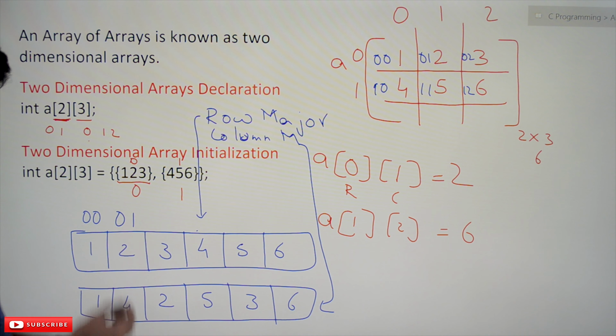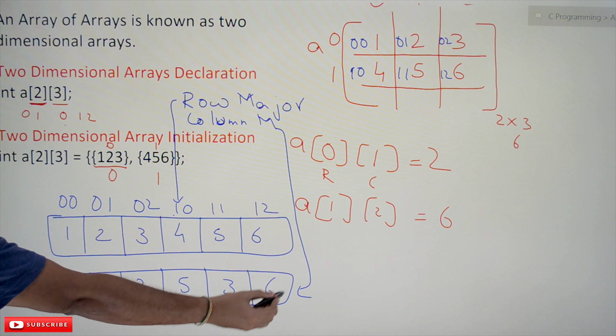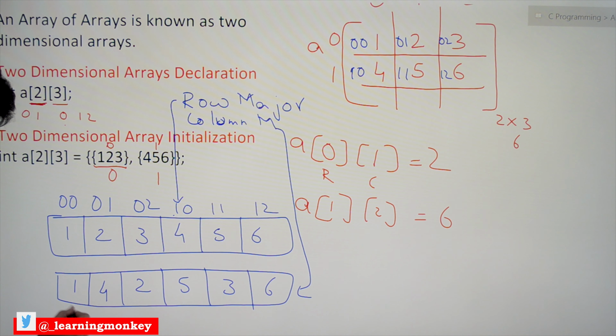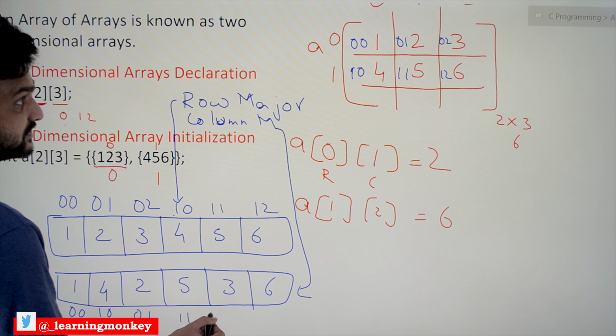So the index of this is 0 1, and the next one is 0 2, 1 0, 1 1, 1 2. If it is column major order, what is this value? It is 0 0, next one is 1 0, next one is 0 1, 1 1, 0 2, and 1 2. So this is how the column major order elements will get arranged, and this is how the row major elements will get arranged.